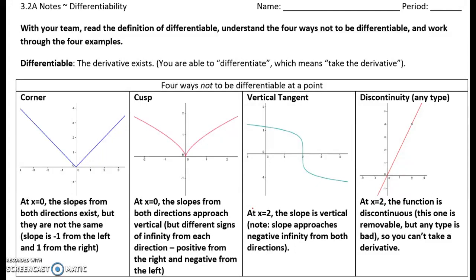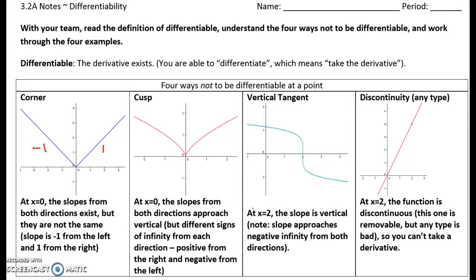So if you look at this picture, it's a picture of a corner on a graph. And to the left, the slope of the tangent lines are all -1, or the slope of the function is -1. To the right, the slope of the function is +1. Both of those slopes exist. They're both number answers, but they don't match, and so that's called a corner.